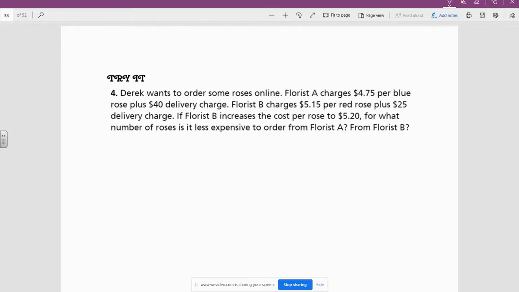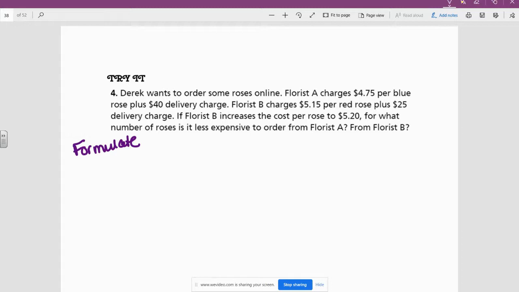So try it. Derek wants to order some roses online. Florist A charges $4.75 per blue flower and a $40 delivery charge. So the same as before. Florist B charges $5.15 per rose plus $25 delivery charge. If Florist B increases the cost per rose to $5.20, for what number of roses is it less expensive to order from Florist A and Florist B? So same exact problem, except this time, we're going to up the price per flower for Florist B.